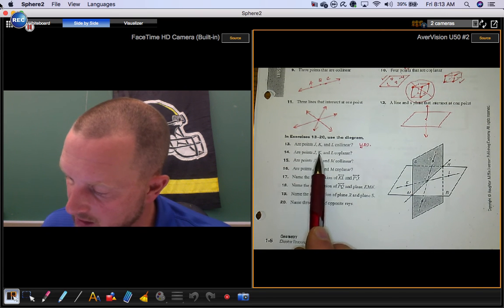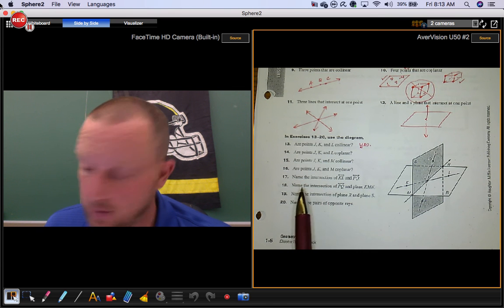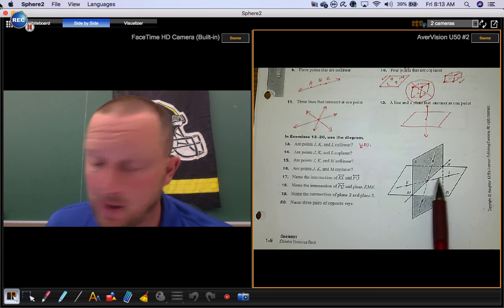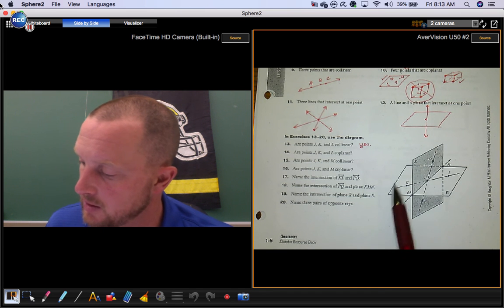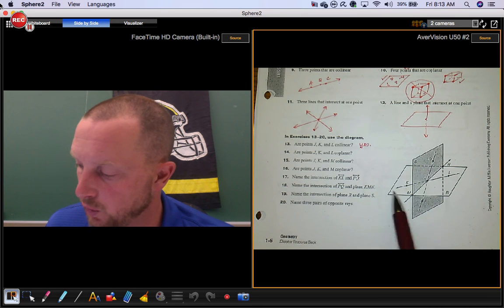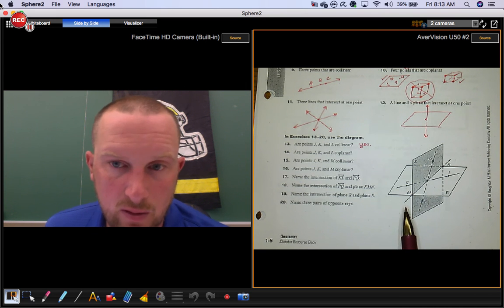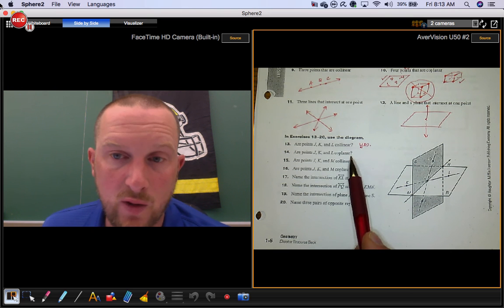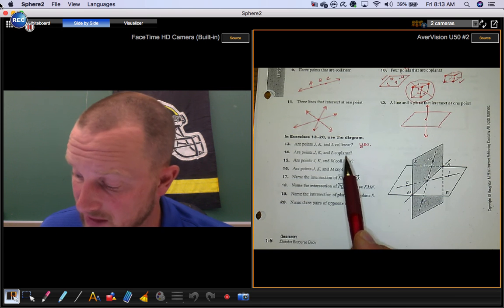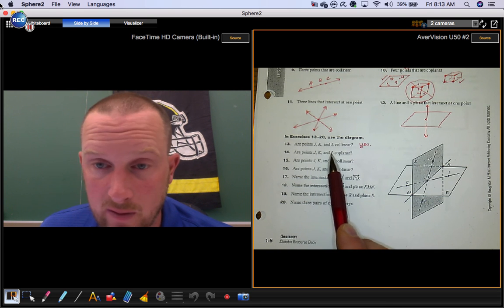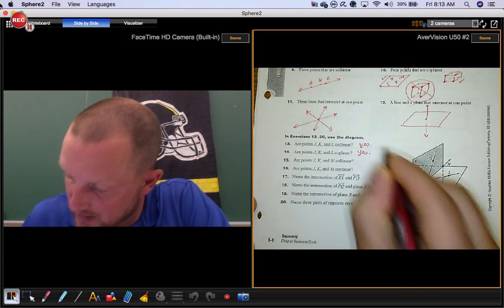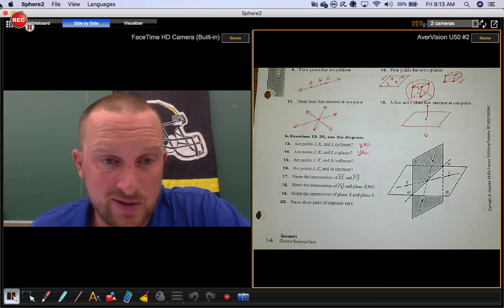Are points J, K, and L coplanar? So again, these are the same 3 points. Are they on the same plane? Absolutely. They're on this horizontal plane that isn't shaded. You could think of this as like the floor. All 3 of those points are on the floor. Now, I could answer this question without even looking at the diagram because I know the postulate that says any 3 points are coplanar. So this answer is going to be yes, regardless of what the diagram looks like.